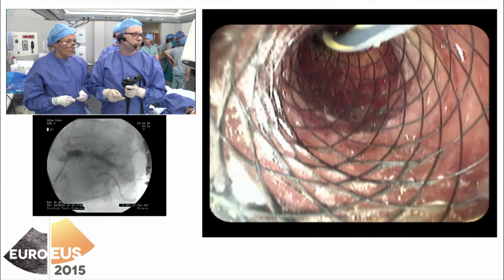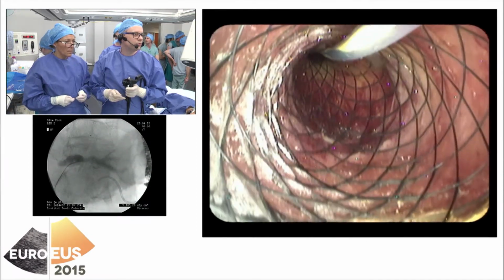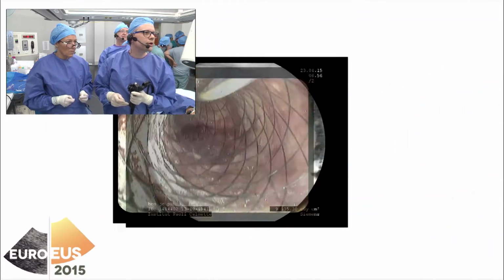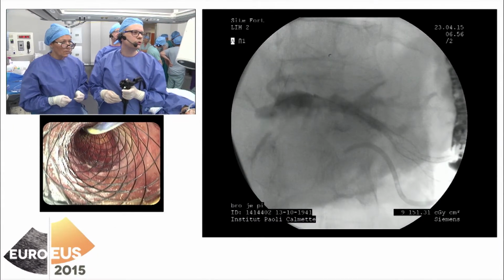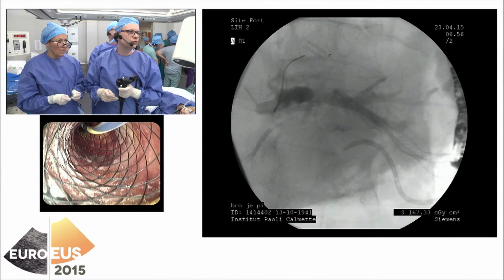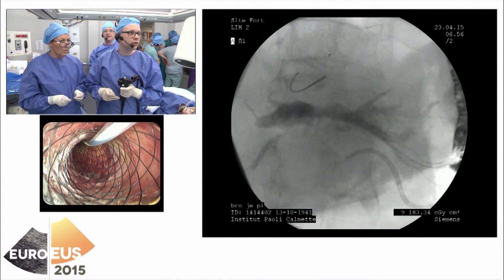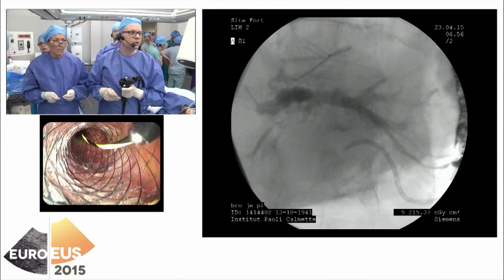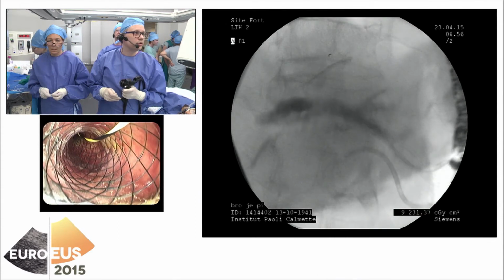Excellent. This is the side branch, but it's not that bad. Can I make a loop more in the bile duct? Okay. Oh, yes, it's better. Good. It's good. I go back. You double check that you are not occluding the major side branch. I go back. Okay.